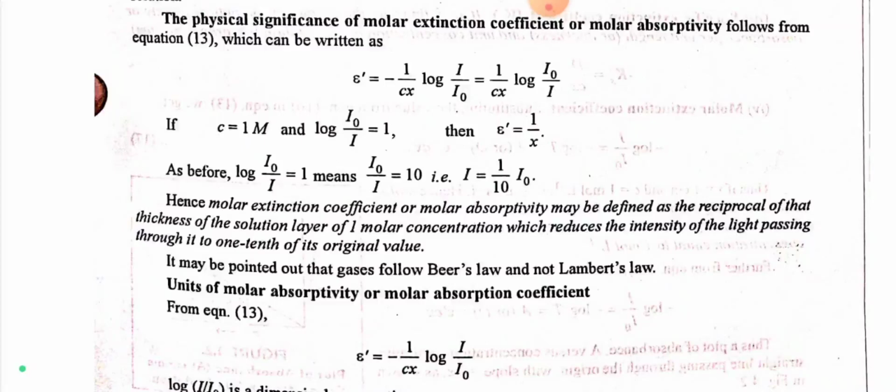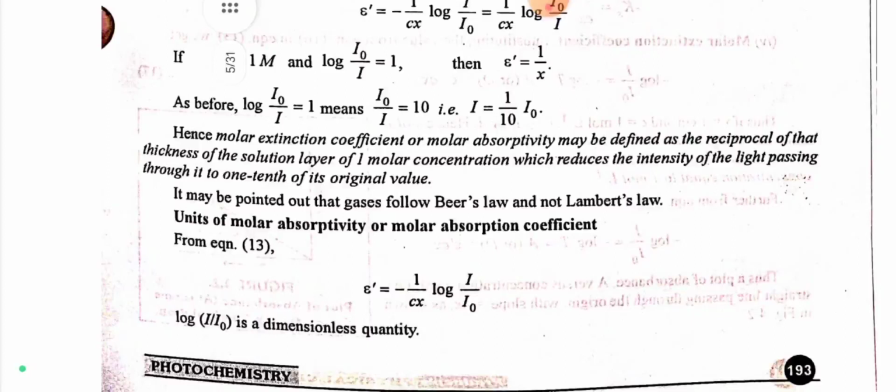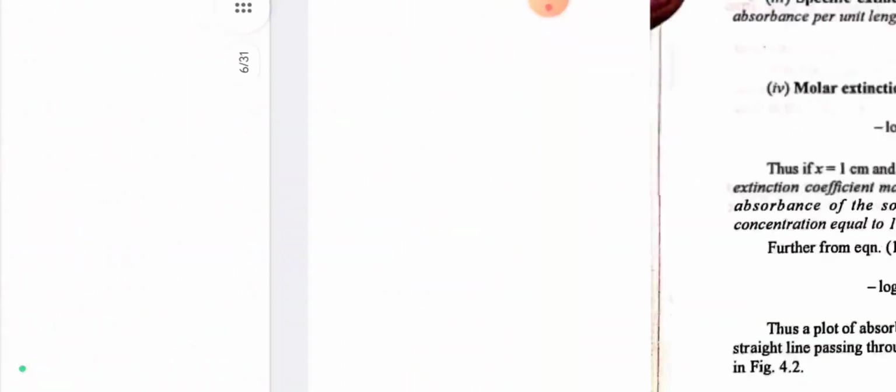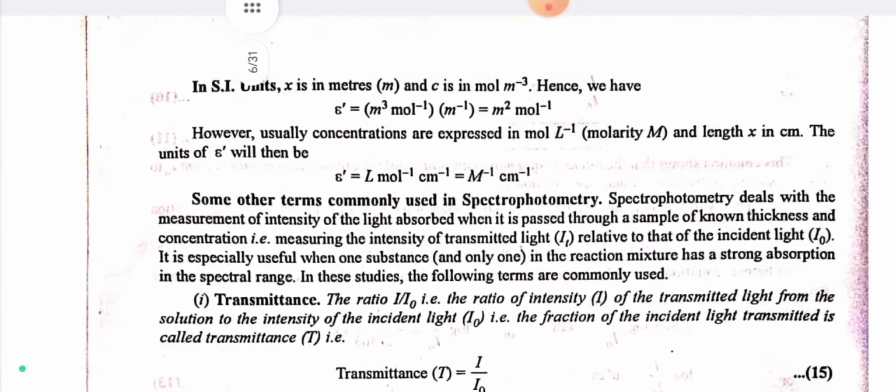Units of molar absorbability or molar absorption coefficient from equation 13. Epsilon dash is equal to minus 1 upon cx log I by I naught. Log I by I naught is a dimensionless quantity. In SI units, x is in meters, m, and c is in mole per meter cube. Hence we have epsilon dash is equal to meter cube mole inverse meter inverse, which is equal to meter square mole inverse.